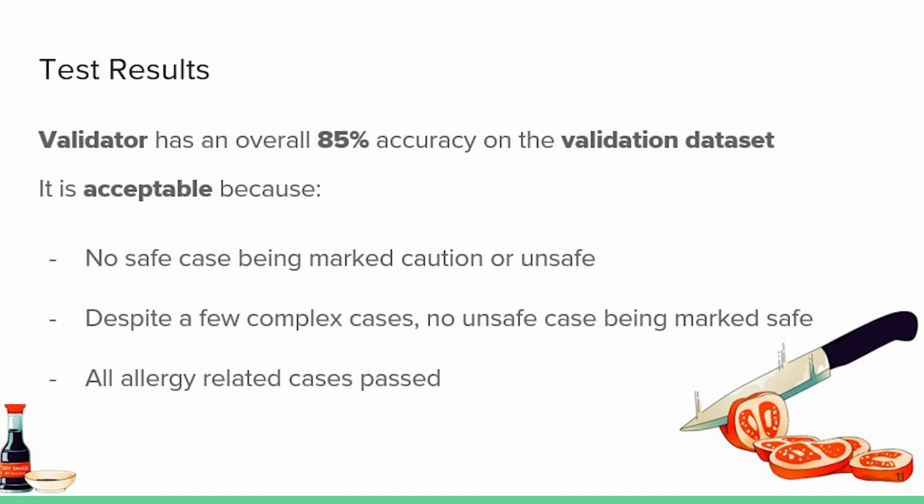And the performance. The validator has an overall 85% accuracy on the validation dataset. It may not sound promising, but if we break it down, we can see that for the safe cases, it never mislabeled them as unsafe. And despite a few complex cases involving chemical reactions, it never labeled an unsafe case as safe. And most importantly, it never missed an allergy-related case.